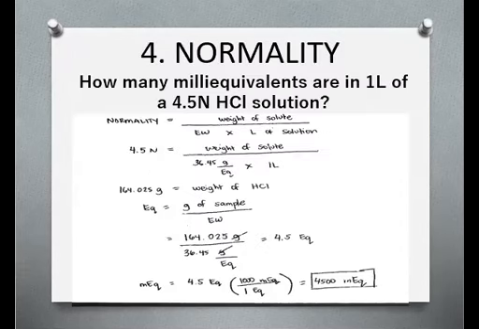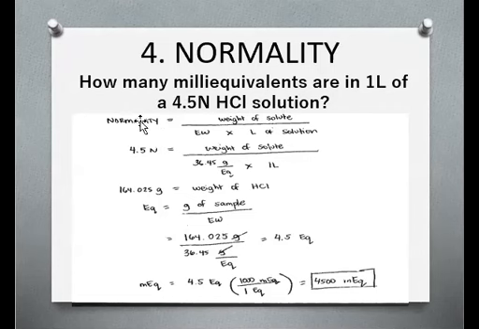So this one is asking for how many milliequivalents are in 1 liter of a 4.5 normal HCl solution. So as you can see here, it's not anymore asking for milliequivalents per liter, just like the last problem. It's only asking for milliequivalents. So this is how I answered this problem. So first, I use again the formula for normality to get the weight of the solute, because as you can see in the problem, wala pong binigay na weight for the solute. So just substitute what is given.